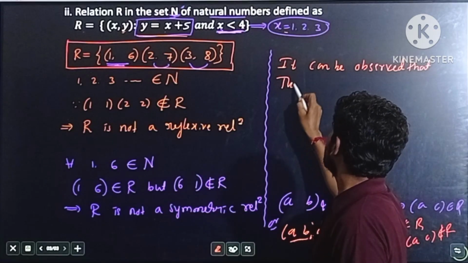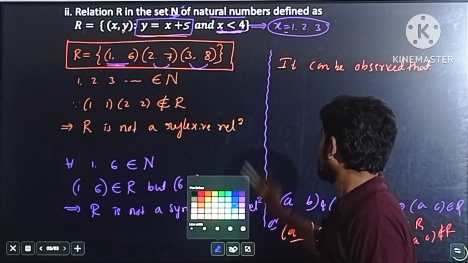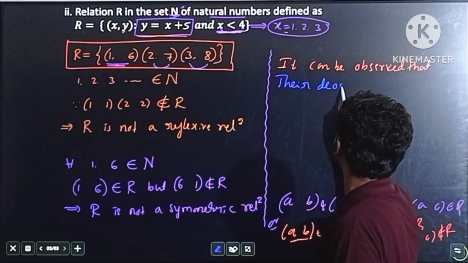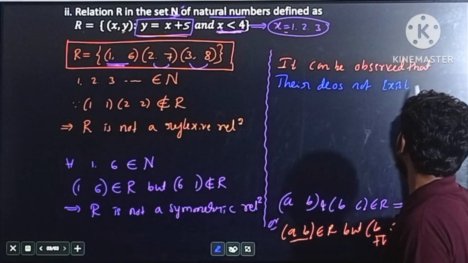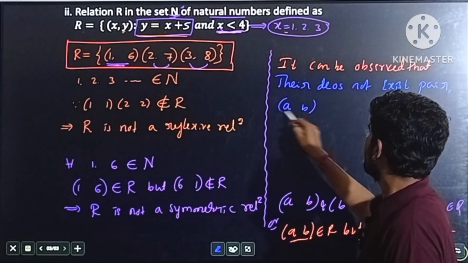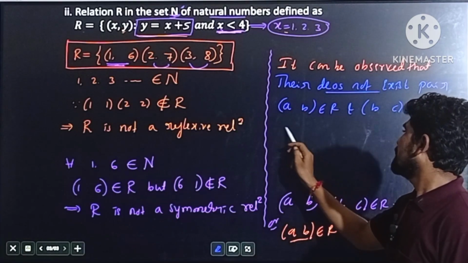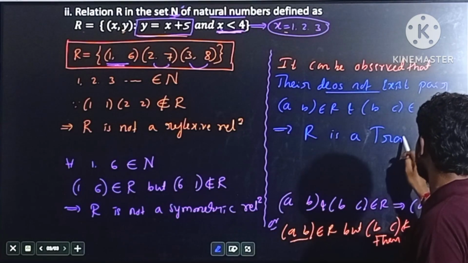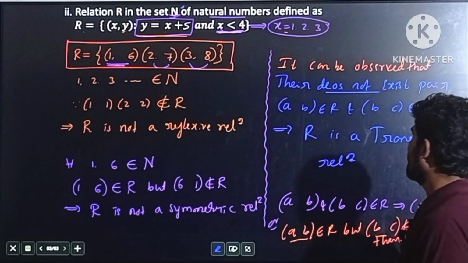It can be observed that there does not exist the pairs (a,b) in R and (b,c) in R, which implies R is a transitive relation. I hope all of you understood.